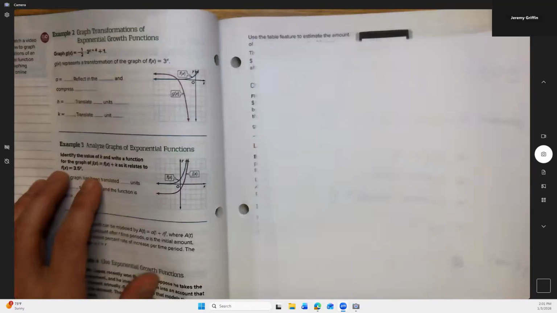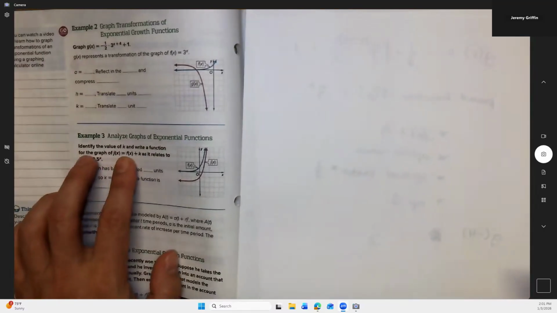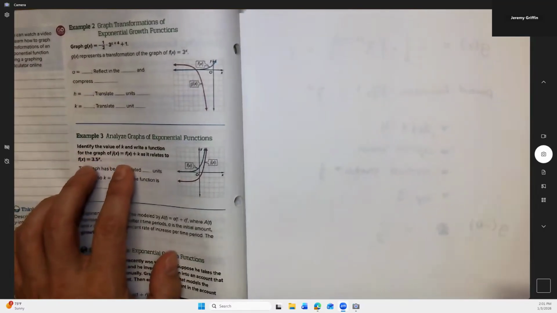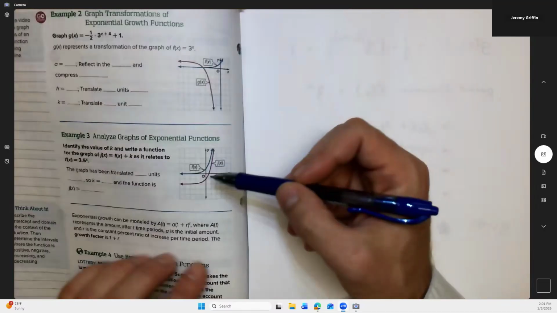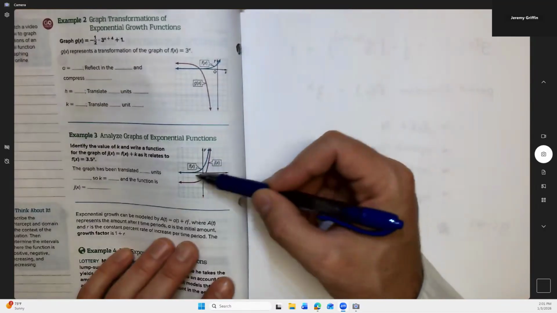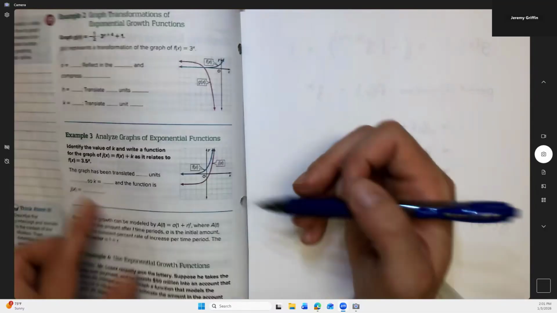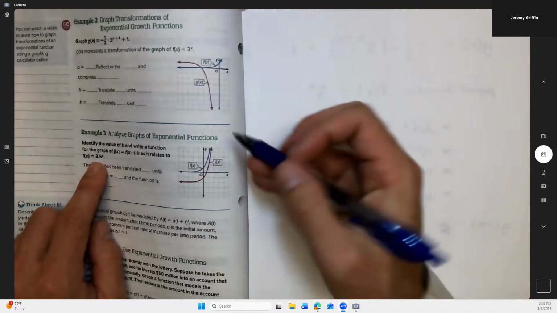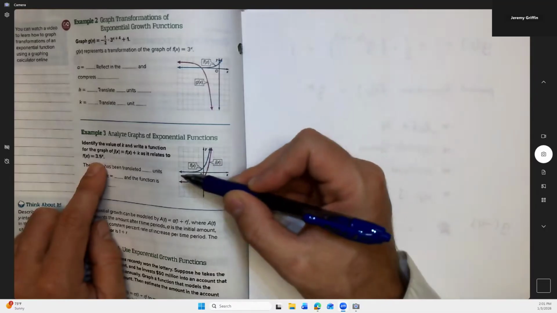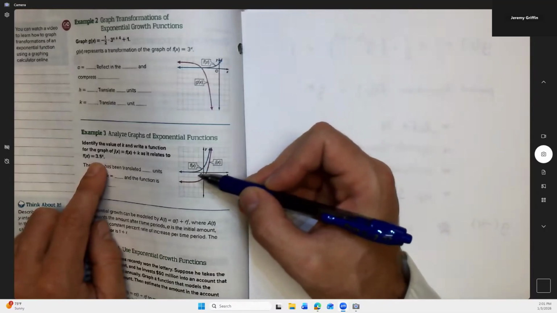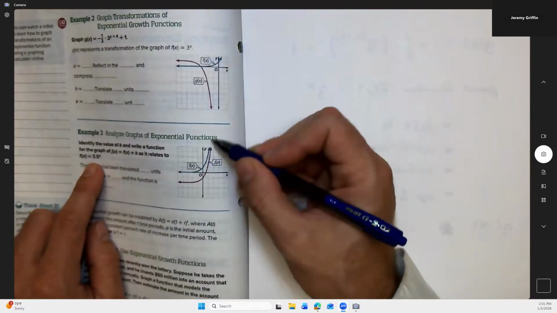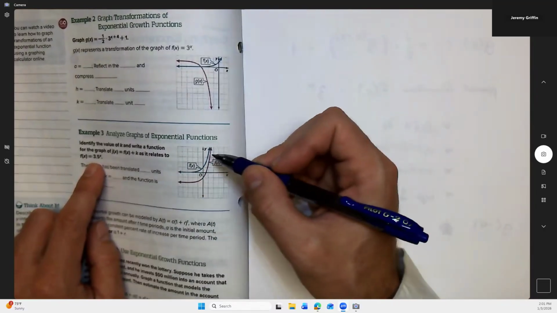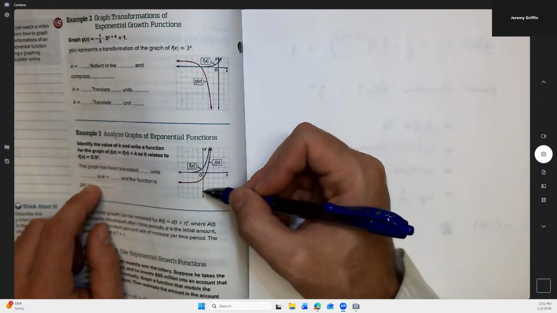All right, what's this example 3 here? Identify the value of k and write a function for j of x equals f of x plus k. I can see it right on this graph. So they gave you this blue f of x. It looks like they're saying it's 3.5 to the power of x. So really similar to the last couple of examples. It's just a whole number that's bigger than 1 to the power of x. Start off with this basic shape. And then it looks like you just shifted down too.